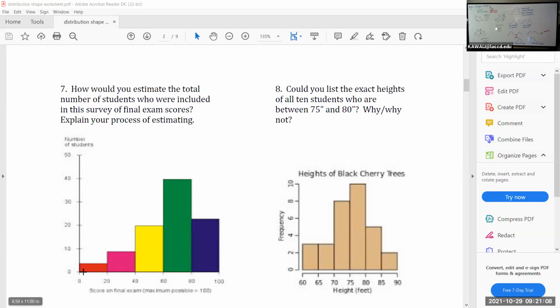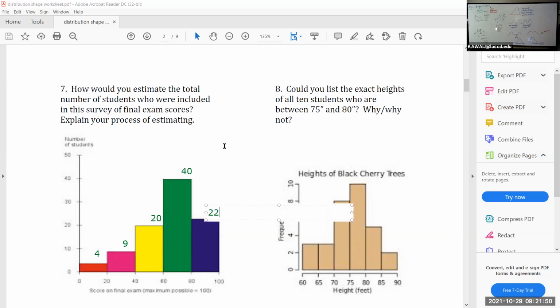So over here is number of students. So over here, you'd say about 4 got between a 0 and 20, about 9 got between 20 and 40, about 20 got between 40 and 60. So let me just type that, right? So there's probably about 4 here. There's probably about 9 here. There's probably about 20 here. There's probably about 40 here. And let's make this one, I don't know.